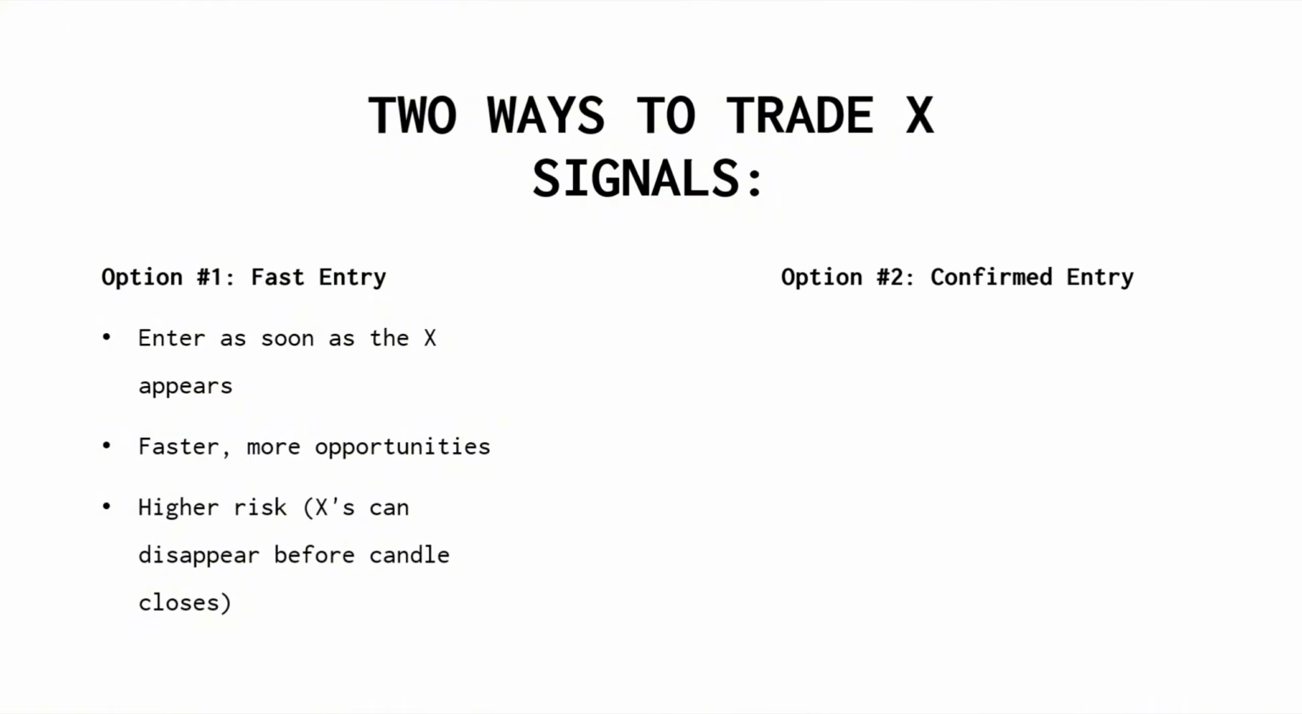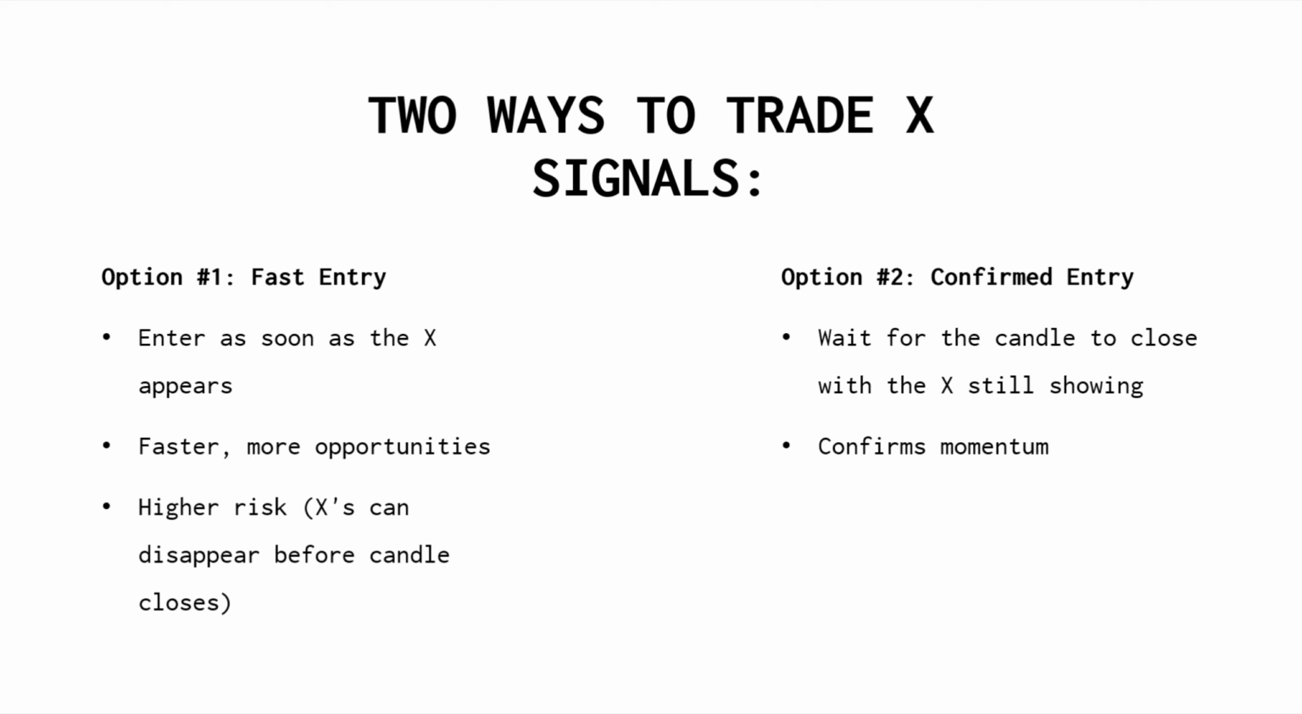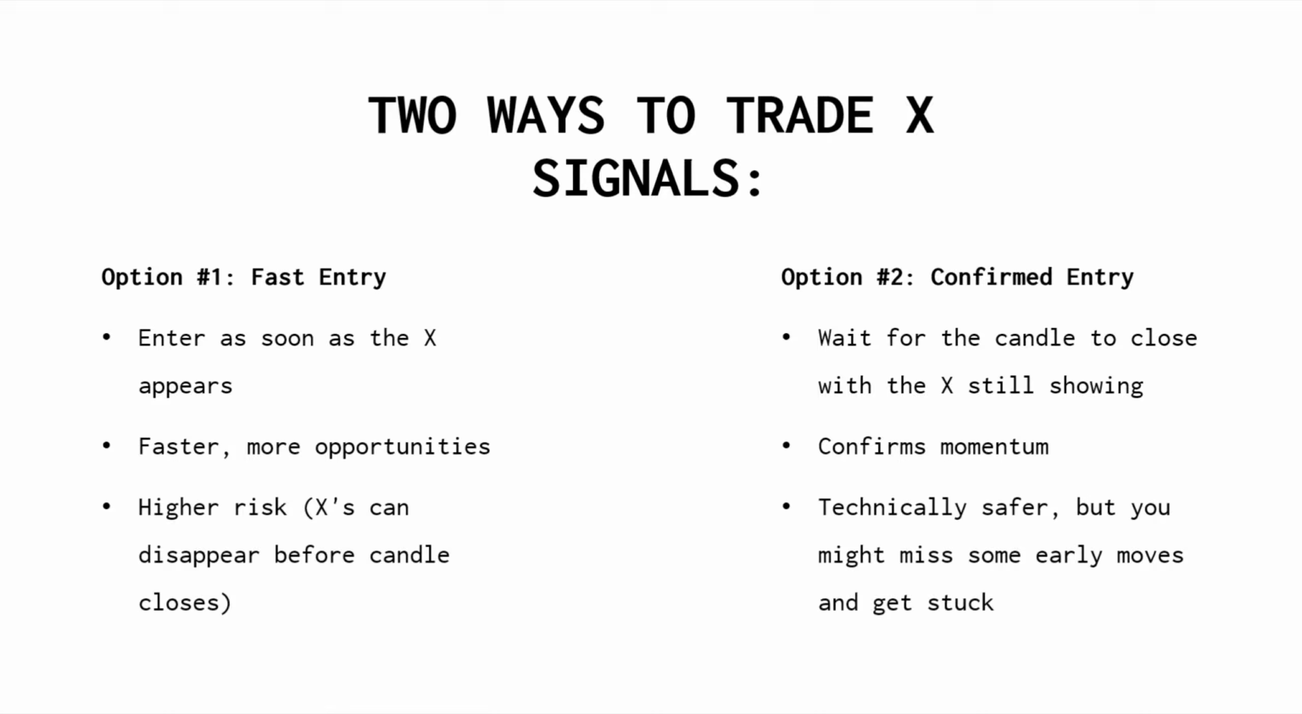Option 2, you can use slower, more confirmed entry. So this is where you wait for a candle to close while the X is still showing, and then you get in on the call or put respectively. It confirms the momentum and it is safer technically, but you might miss some early moves and that risks you getting stuck. So which should you choose?